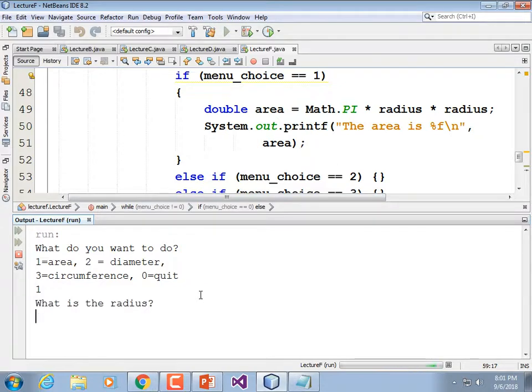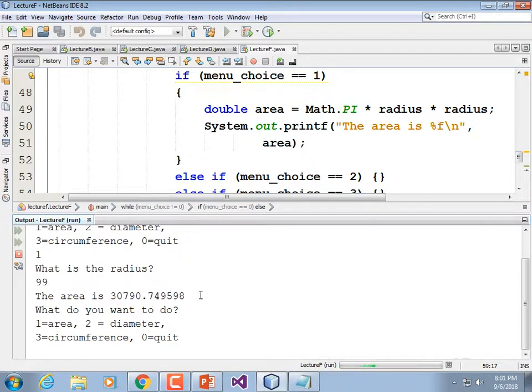I want an area. Radius is 99. It tells me a big number. Oh, here's what I was illustrating. If you don't specify a floating point, it'll go up to six places after the decimal. That's why I had it 0.3 to make it look a little bit better.